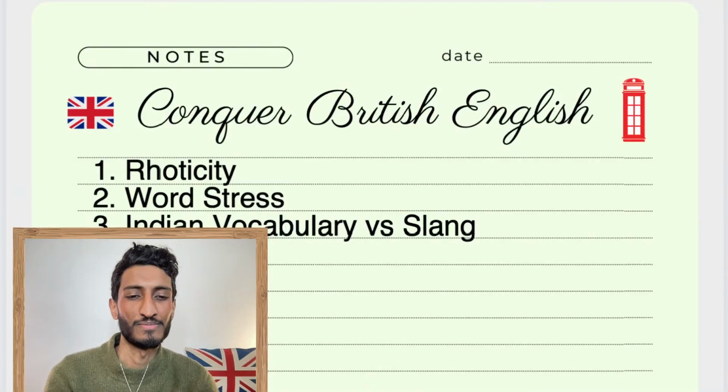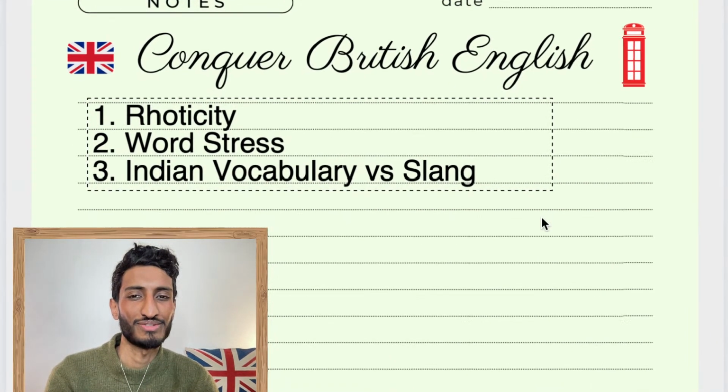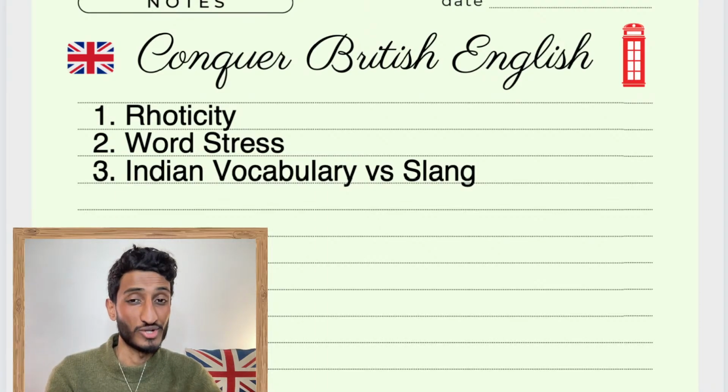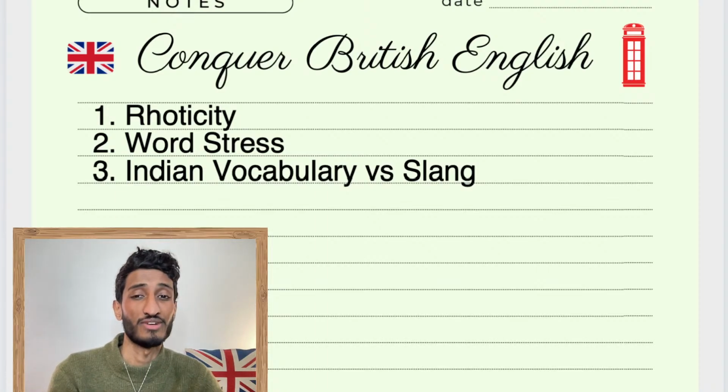So let's show you the virtual lined paper that we have. Let me just move my screen a little bit. There we go, we've got the notes there. So first we're going to be discussing rhoticity. Number 2, word stress. And number 3, Indian vocabulary versus slang.